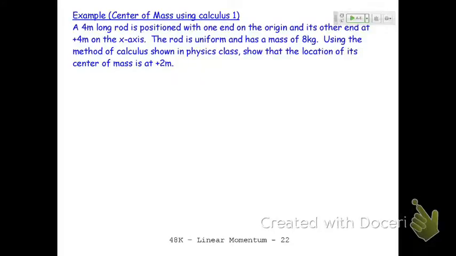This next one I'm going to do, and then you're going to do. So I'm going to do it, and then you're going to do it. So this next one is about basically a 4 meter... Oh, I forgot about this one. A 4 meter long rod is positioned with one end on the origin and the other end at plus 4 meters.